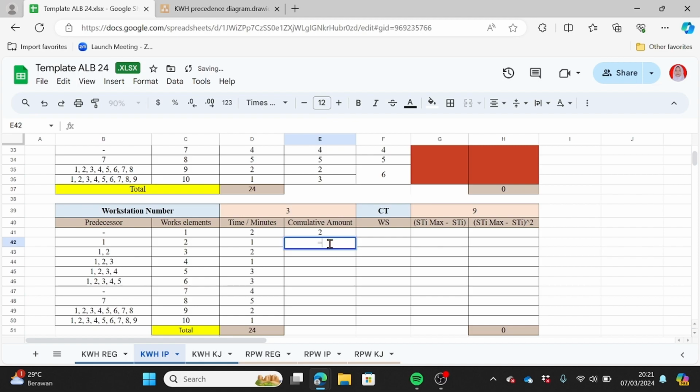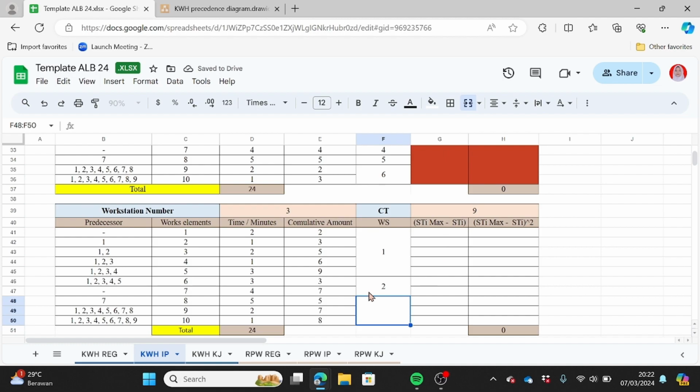2 plus 1, 3 plus 2, 5 plus 1, 6 plus 3. It's workstation 1, and then 3 plus 4, workstation 2, 5 plus 2, and then 7 plus 1. Okay.